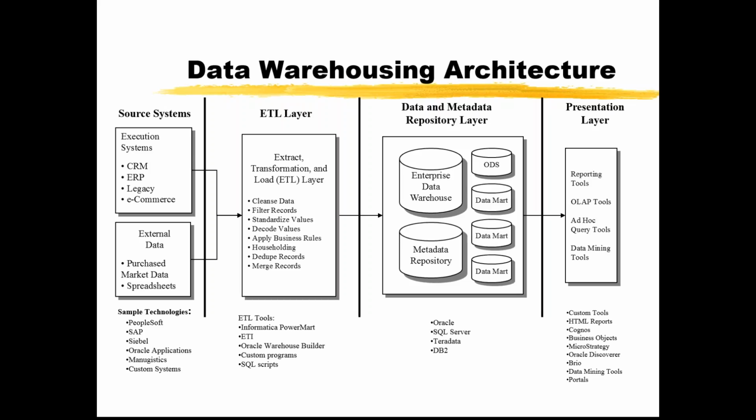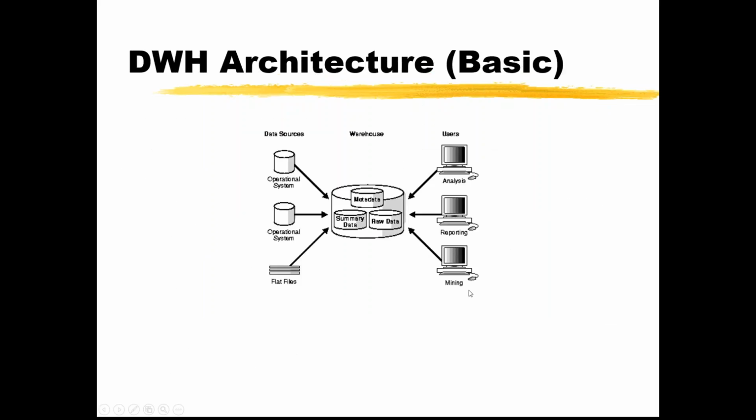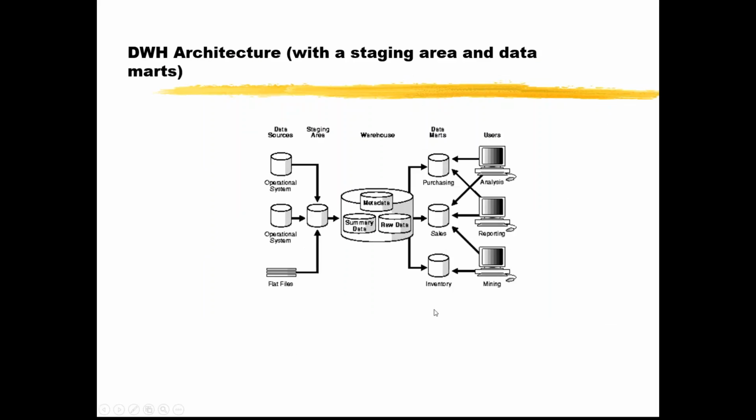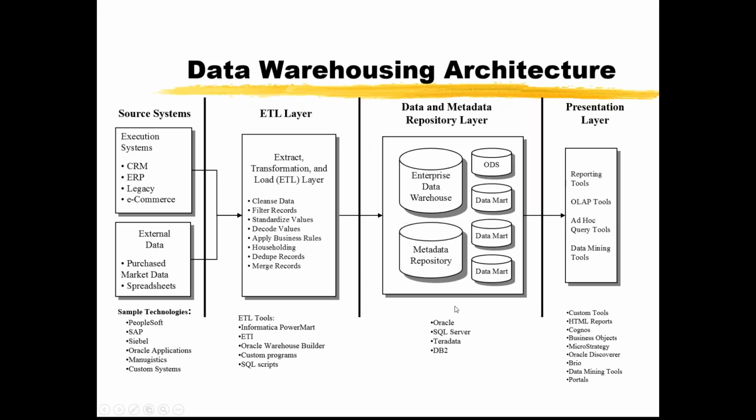So this is the ETL layer. This ETL layer extracts the data from the sources, does all these transformations, standardizes the data, and loads into this warehouse. Now from this warehouse, it loads into different data marts.